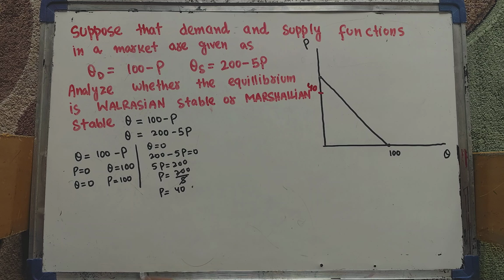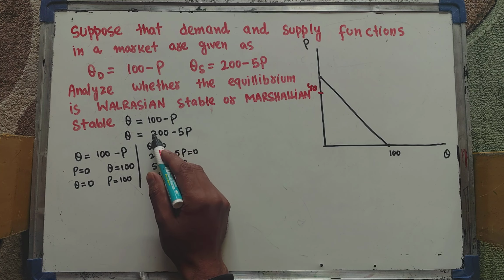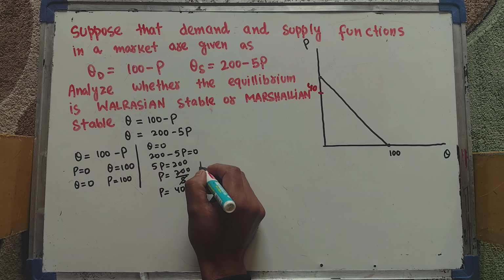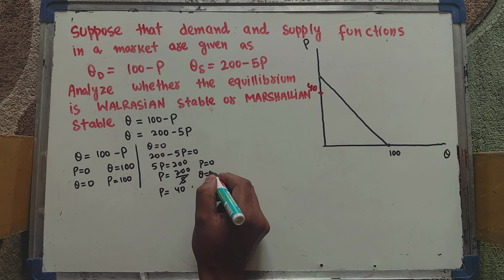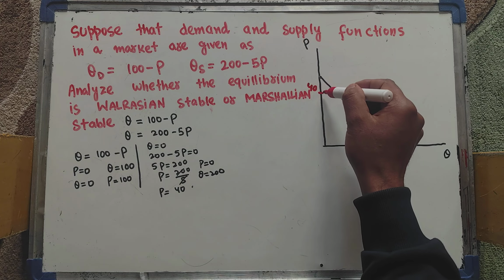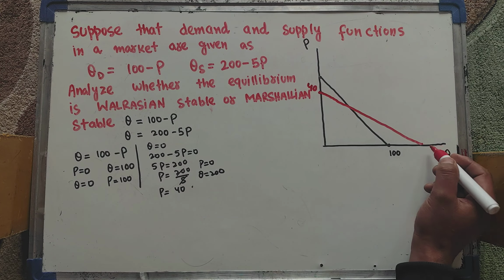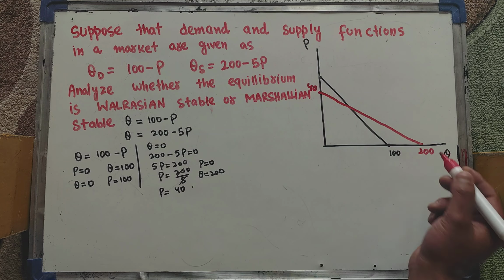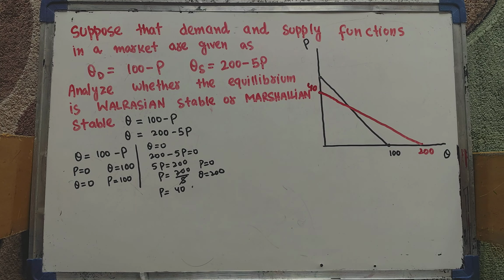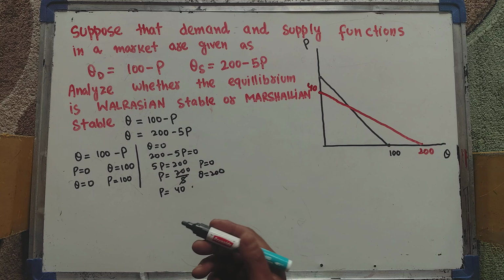And similarly, when we plug P is equal to 0, Q will be equal to 200. I will not be showing this because I have to explain other stuff here. So we will have this kind of supply function. Here the intercept is 200. Now what is the equilibrium here? Then we will explain the Marshallian and Walrasian.